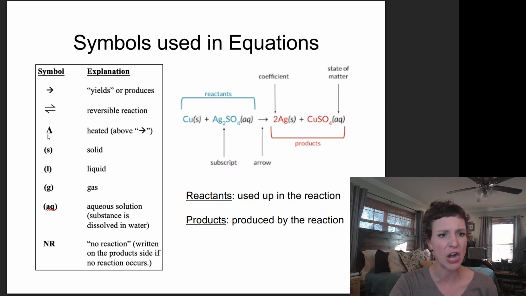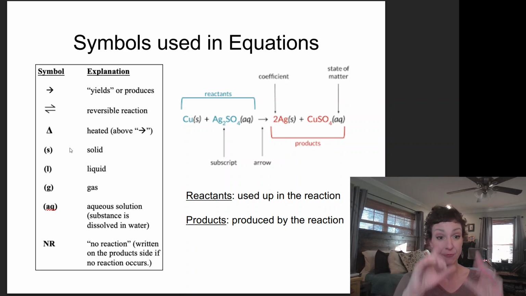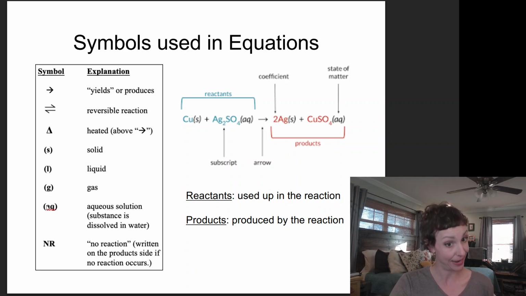So we'll have this little triangle delta signal that's written above the arrow to let us know that heat is required for that chemical reaction to occur. We've talked about these state symbols: solid, liquid, gas. Aqueous means a substance is dissolved in water. So if I see those written after reactants or products in the chemical reaction, I'm just letting you know what state of matter it is in.